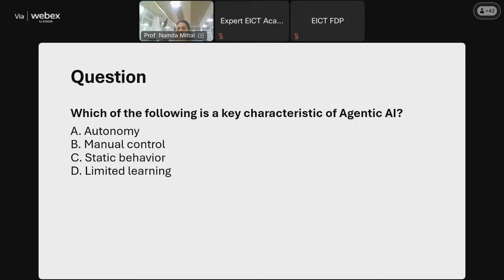Next question. Which of the following is a key characteristic of agentic AI? Autonomy. Yes, correct. It is autonomy. It doesn't have manual control. That is what we want, to remove the human in the loop. We want minimal intervention. Static behavior, no, it keeps on changing. Limited learning, no, it keeps on learning. So all the answers apart from autonomy are wrong.